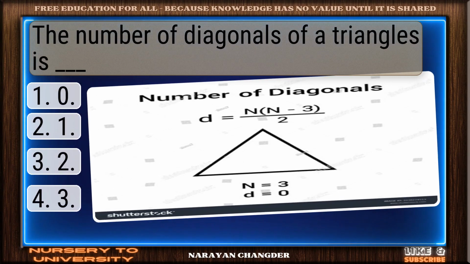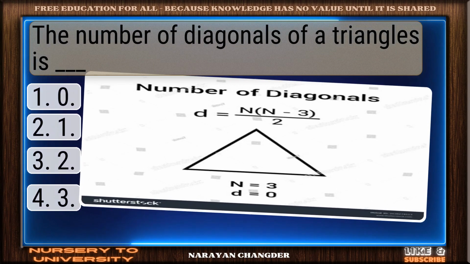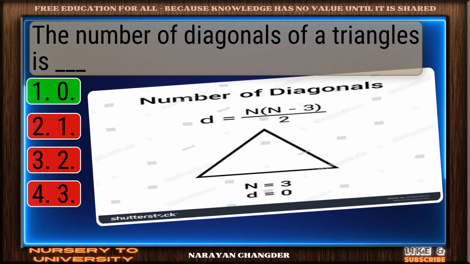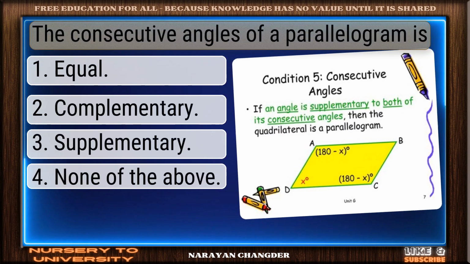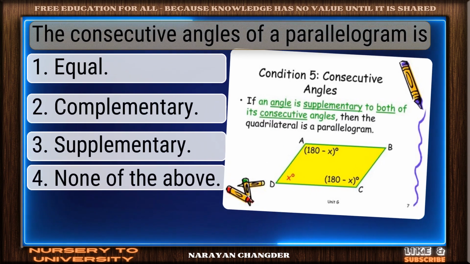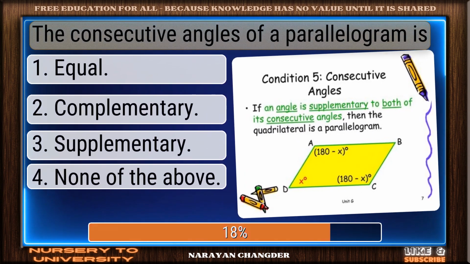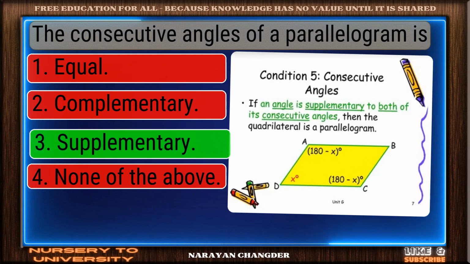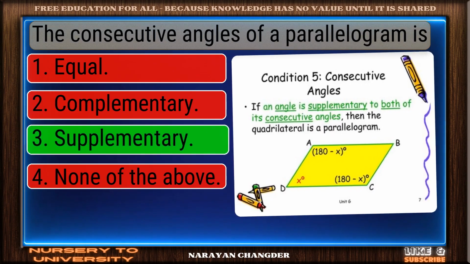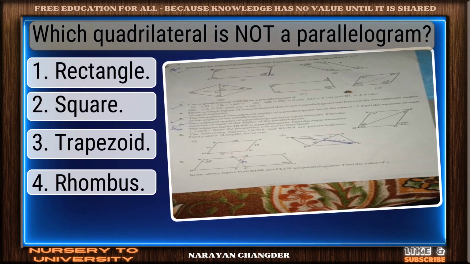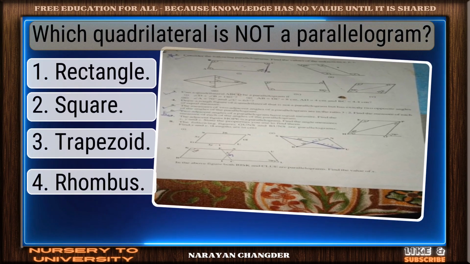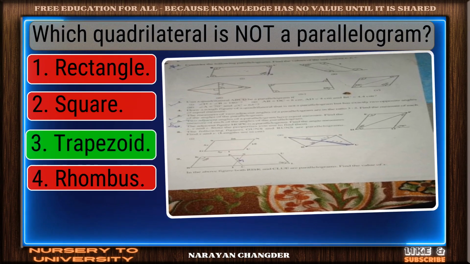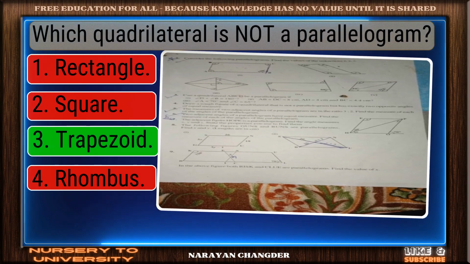Question number 98. The number of diagonals of a triangle is dash. Perfect. Zero is the correct choice. Question number 99. The consecutive angles of a parallelogram are. Good job. Your answer, supplementary, works well here. Question number 100. Which quadrilateral is not a parallelogram? You're right. Trapezoid is the correct answer.